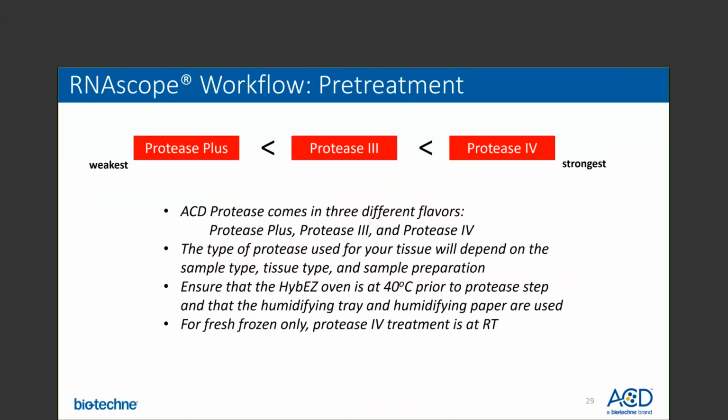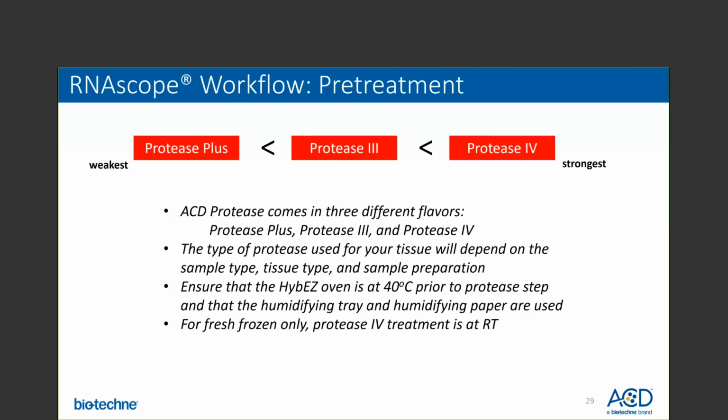Sample pretreatment also requires protease treatment. We offer 3 different proteases: Protease Plus, which is our weakest protease, Protease 3, and Protease 4, the strongest protease. The strength of protease used and duration will depend on a few factors such as sample type, for instance, is it FFPE, fixed frozen, or fresh frozen; your tissue type, as some tissues require milder or stronger protease; and lastly, how the samples were prepared, were they underfixed or overfixed, for example.